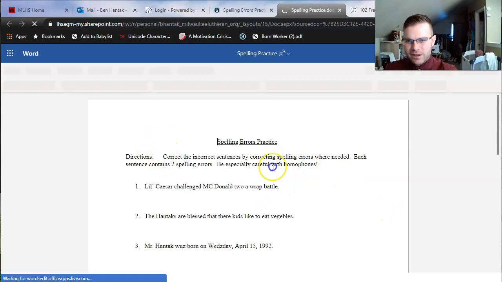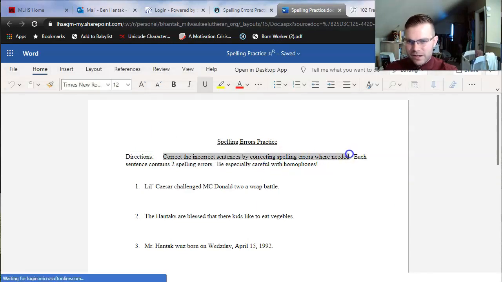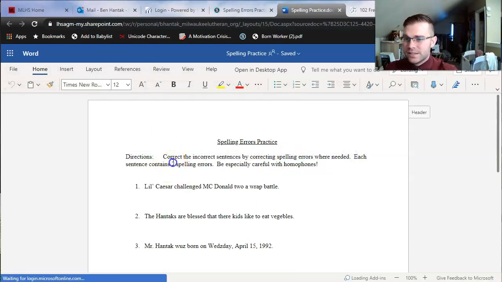Notice the directions. Correct the incorrect sentences by correcting spelling errors where needed. Each sentence contains exactly 2 spelling errors, no more, no less. So getting a sentence completely right is worth a point. Getting a sentence partially right is worth half a point. You'll want to be especially careful with homophones.